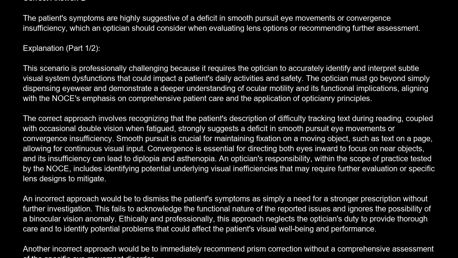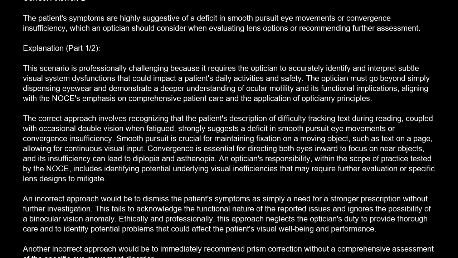An incorrect approach would be to dismiss the patient's symptoms as simply a need for a stronger prescription without further investigation. This fails to acknowledge the functional nature of the reported issues and ignores the possibility of a binocular vision anomaly. Ethically and professionally, this approach neglects the optician's duty to provide thorough care and to identify potential problems that could affect the patient's visual well-being and performance.